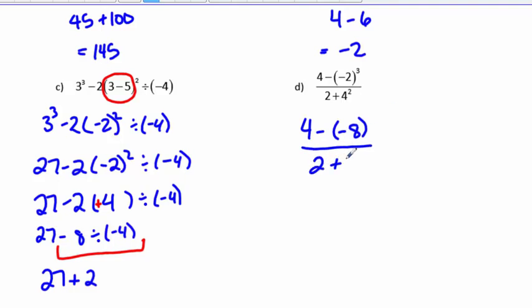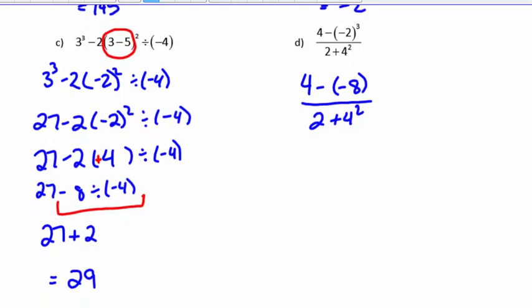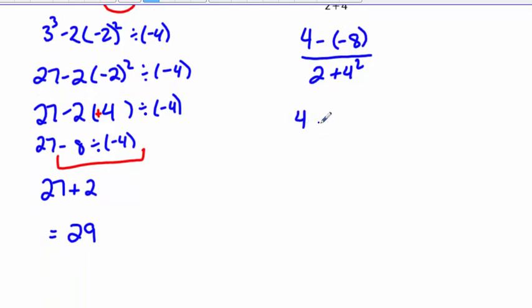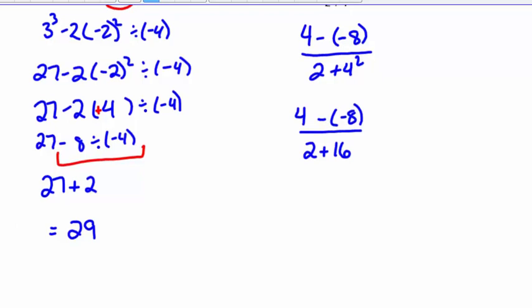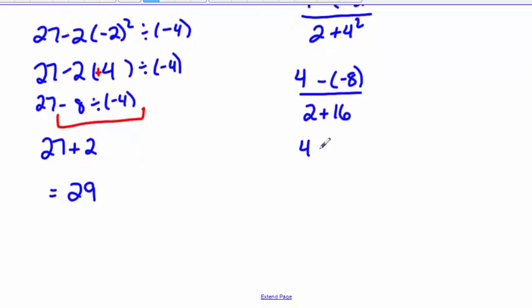And in its denominator, we have 2 plus 4 squared. So our next step will take care of that second exponent. So that's 4 minus negative 8 over 2 plus 4 squared is 16. Alright, now we're going to take care of the addition and subtractions. So we have subtraction. We know that two negatives are going to make a positive, so let's just go ahead and rewrite that as 4 plus 8 over 2 plus 16. 4 plus 8 is 12 over 2 plus 16 is 18.